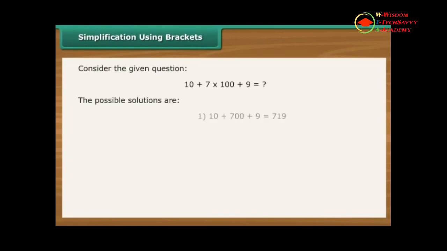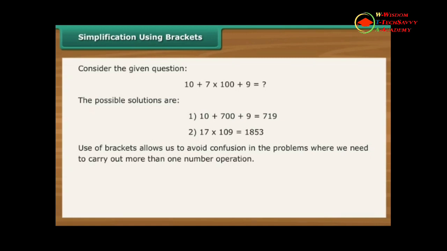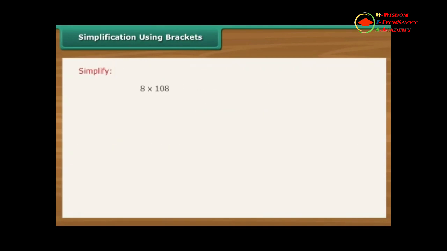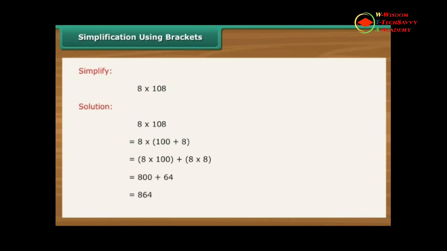Simplification using brackets. Consider the given question. This question can be solved in two ways. Which is the correct answer? Use of brackets allows us to avoid confusion in the problems where we need to carry out more than one number operation. Let us see how. If the question would be given as shown on screen, it would be easy to calculate. Yes, the answer would be 17 into 109 is equal to 1853. Let us simplify. This can be solved as 8 into 100 plus 8 is equal to 8 into 100 plus 8 into 8, which equals 800 plus 64, which is equal to 864.